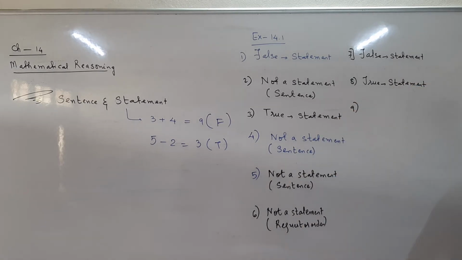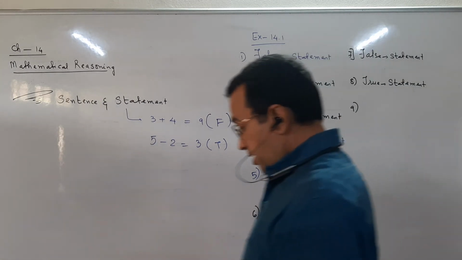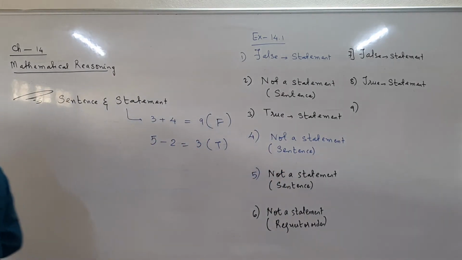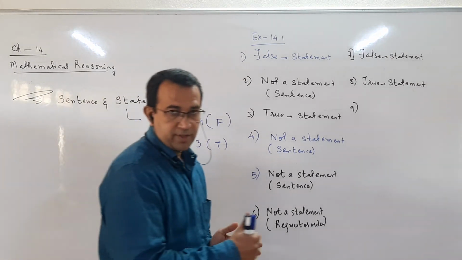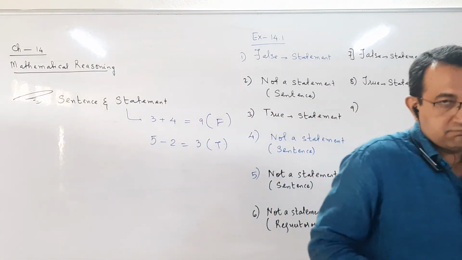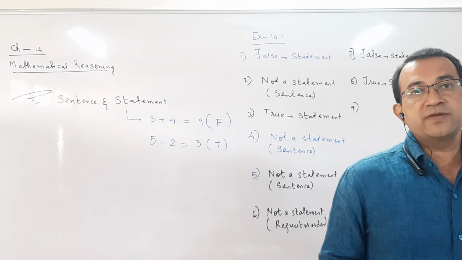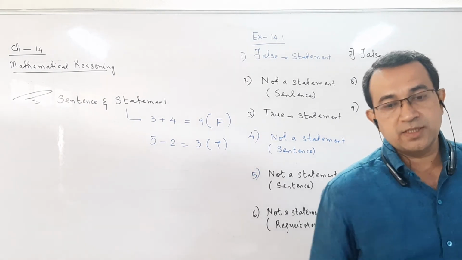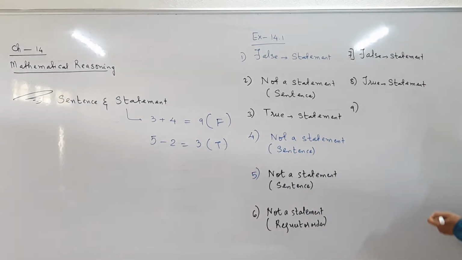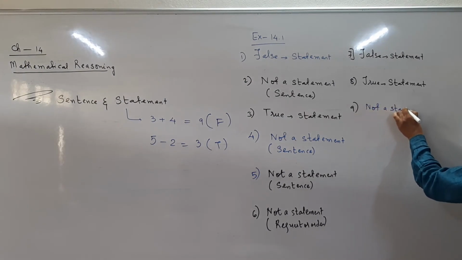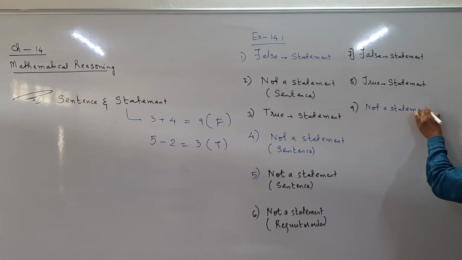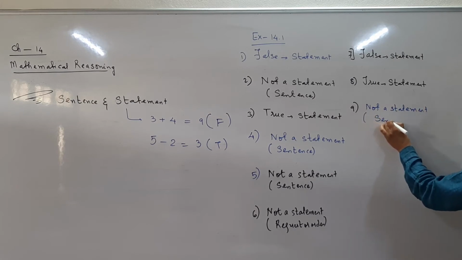9. Students, today is a windy day. Which day? No specification. Rainy day, stormy day, summer day. We don't know. So nothing specified. Neither universally true, nor universally false. So this is not a statement. It is a sentence.